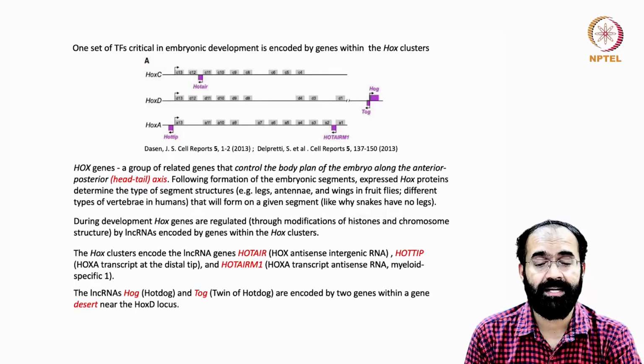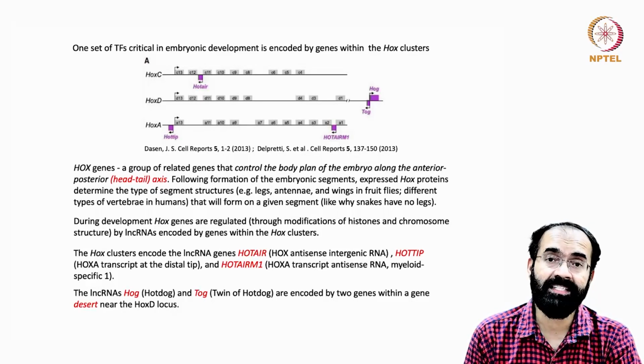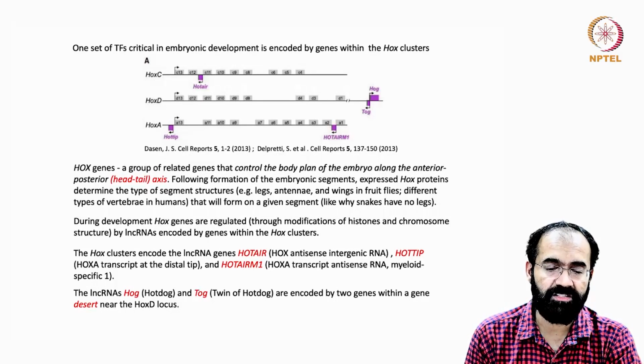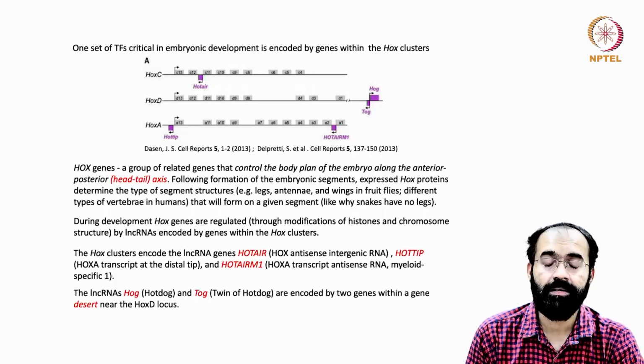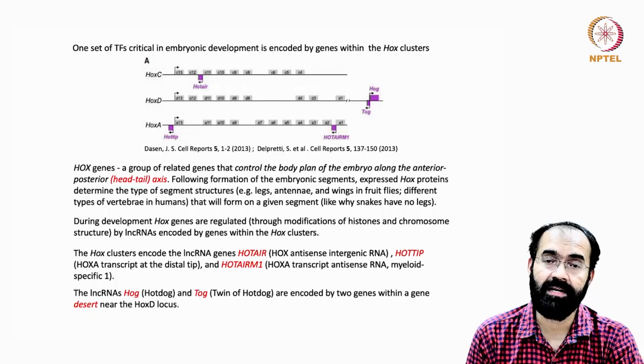So during the development, the Hox genes are regulated through modifications of histones and chromosome structures by ncRNA, long non-coding RNA, encoded by genes within the Hox gene clusters. You can see the Hox genes located here: Hox C with multiple exons, Hox D multiple exons, Hox A multiple exons, and this pink colored non-coding RNA is also located in the same region. So the Hox gene clusters contain long non-coding RNAs that are embedded.